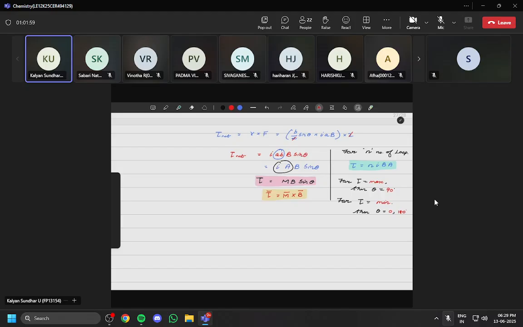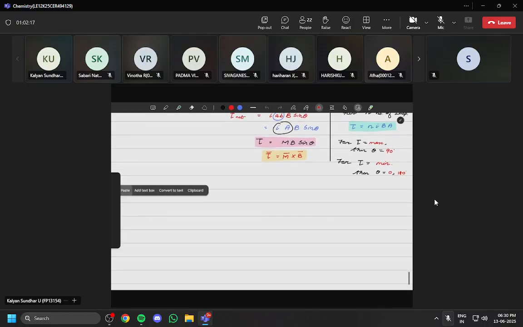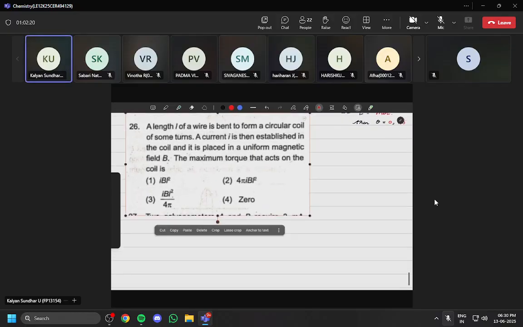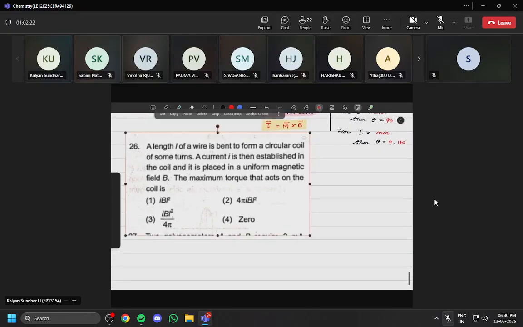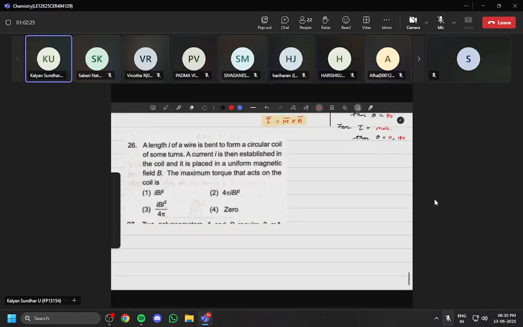Now next comes the question based upon this. Right, so this question. A wire of length L is being bent into the form of a circular coil of some turns. A current I is established in the coil and it is placed in a uniform magnetic field. Maximum torque that can be produced will be how much?